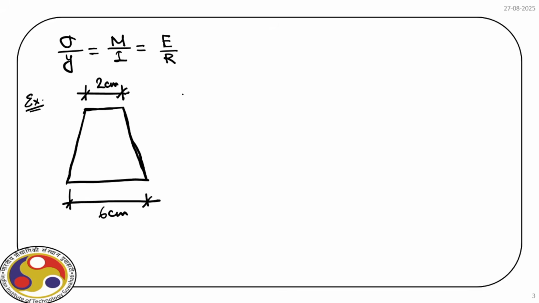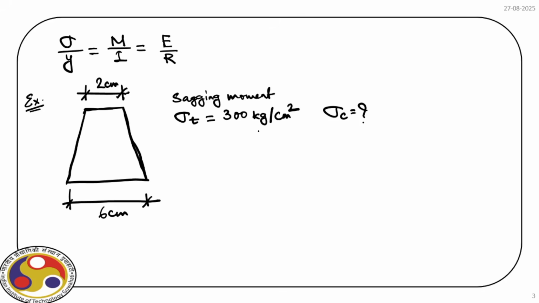The problem is the section is under sagging moment and the tensile bending stress is given as 300 kg per centimeter square. Our objective is to find out sigma c from the given information.